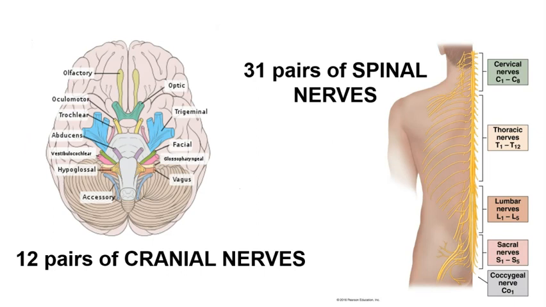So let's think about nerves for a minute. We see that there are multiple paired nerves that emerge from both the brain and the spinal cord. The term paired implies that a particular nerve has a right and a left branch that serve the right and left sides of the body respectively. The brain has 12 pairs of nerves that are called the cranial nerves, while the spinal cord has 31 pairs of spinal nerves.